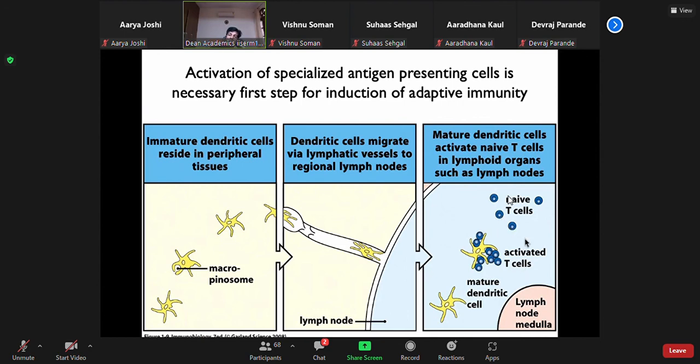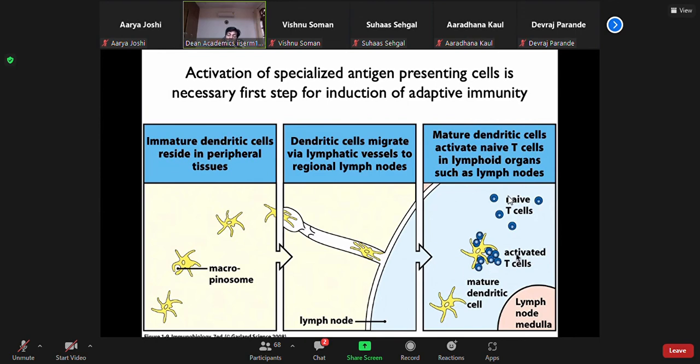Naive cells become activated cells, and once these activated cells are generated, they will start dividing, and for a few days they will get retained in this lymph node, so that they can make up sufficient numbers of theirs, and then they will start leaving the lymph node, get to the infection site, and try to control it. So this is how basically you engage your innate immune cells with adaptive immune cells, right?